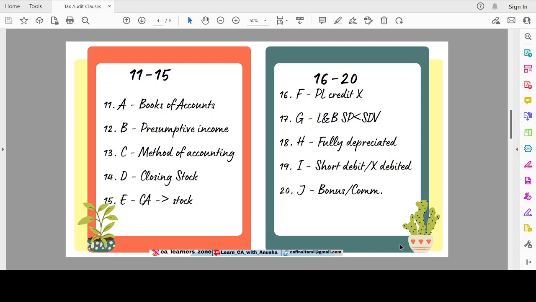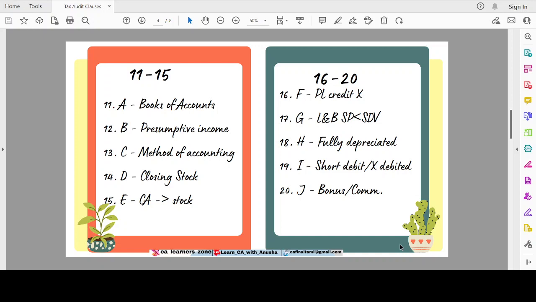It is short debited or there will not be any ice cream at all. So it is not debited. Short debited or not debited. J for the boss thinks the employees are jokers, and that's why I'm going to just pay them whatever I think. He thinks like that. Employees are not jokers, right? That's why we are going to make the disclosure of the facts here: bonus, commission, or any amount paid to employees which is not paid within the respective dates.